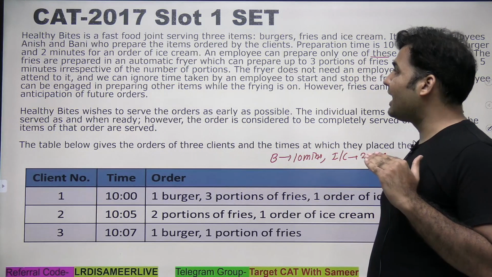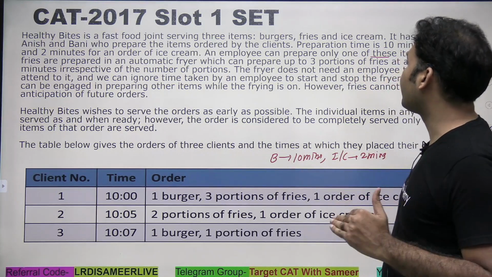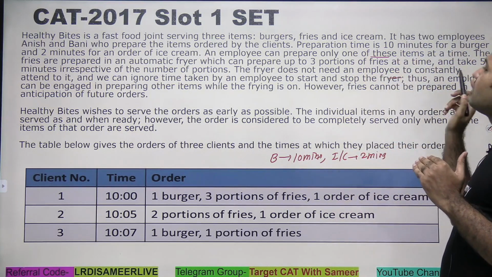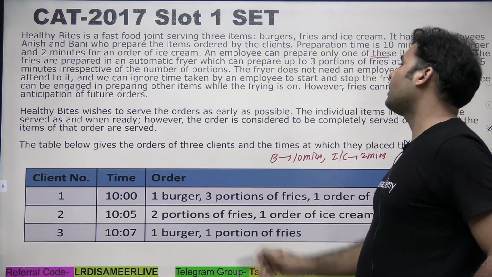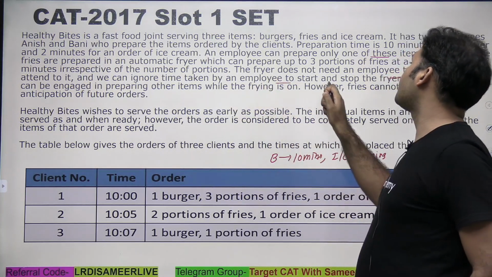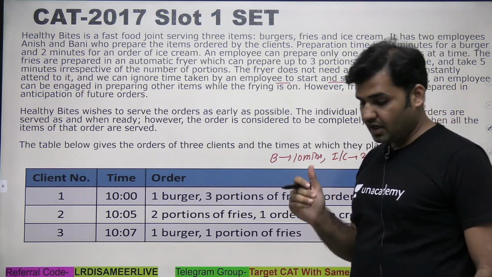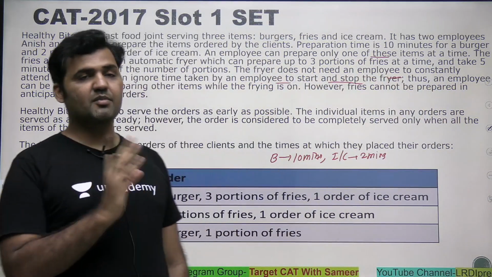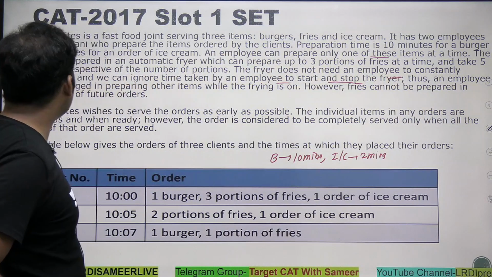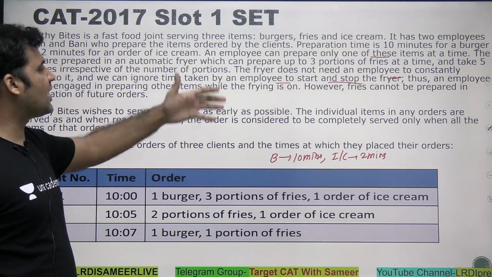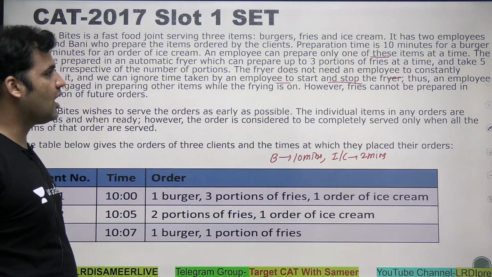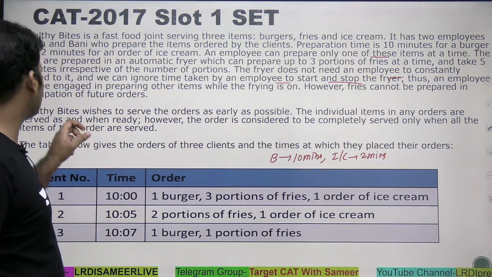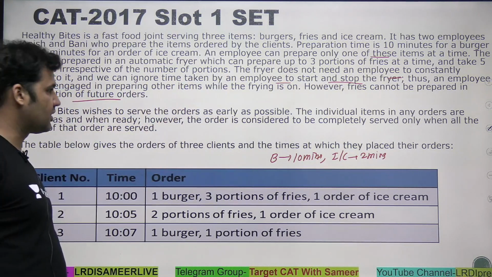But it does not need any attendant. The fryer does not need an employee to constantly attend to it. And we can ignore the time taken by the employee to start and stop the fryer. That means no time is required from the employee to make the fries, only the machine is working. Thus, an employee can be engaged in preparing other items while the frying is on. However, fries cannot be prepared in anticipation of future orders.